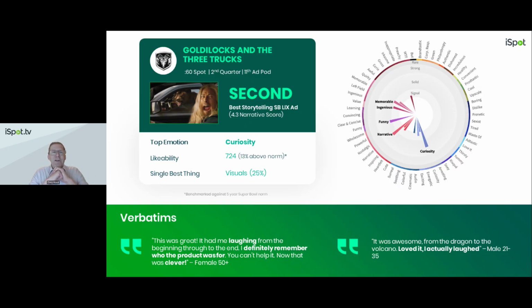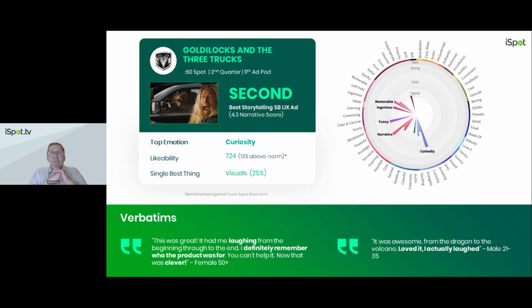First of all, we heard loud and clear that one of the objectives of this campaign was to tell a good story. This was Goldilocks and the Three Bears, and sure enough, the narrative emotion, which is our proxy for storytelling, did fire a strong signal. In fact, this was the second strongest narrative ad of the Super Bowl in 2025. The highest narrative score, in case you're wondering, was from the Pfizer ad. And last year, for context, the highest narrative score was from Kia, their ad called Perfect 10.